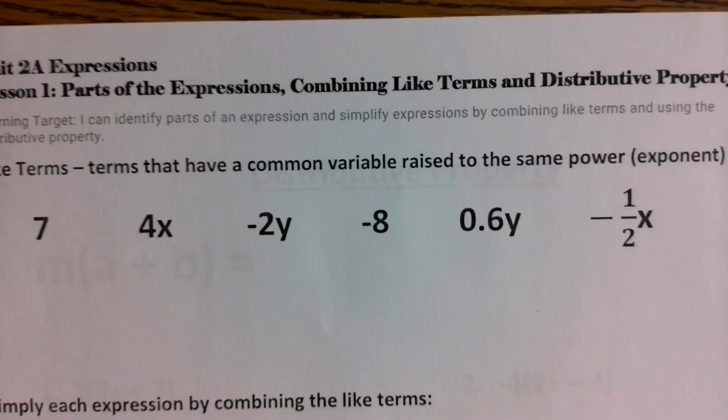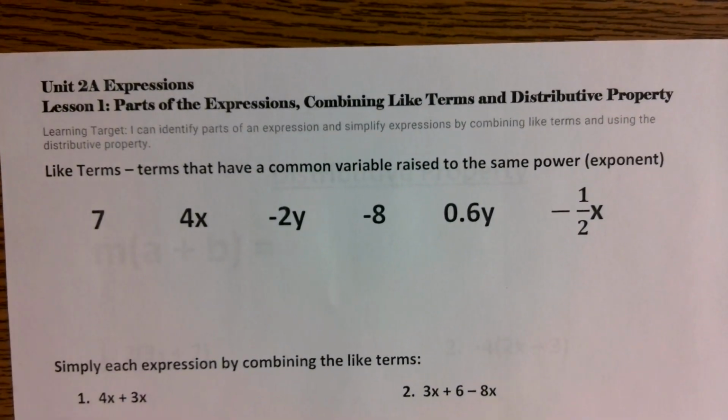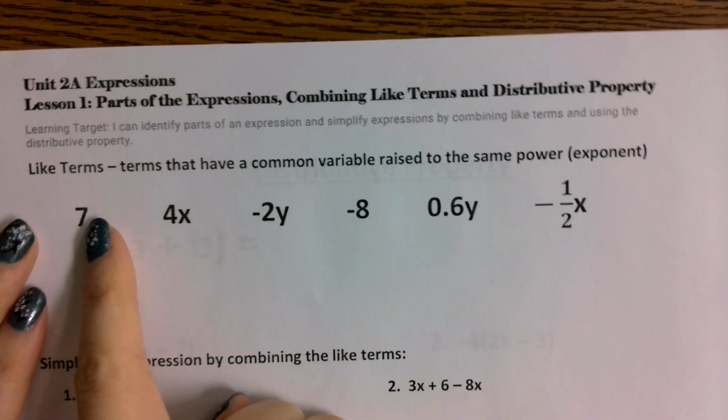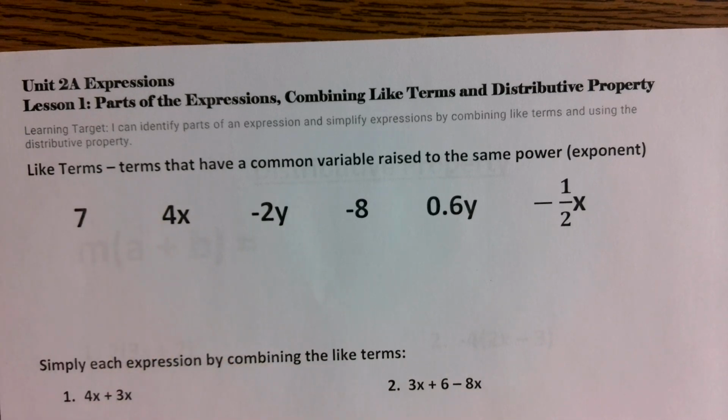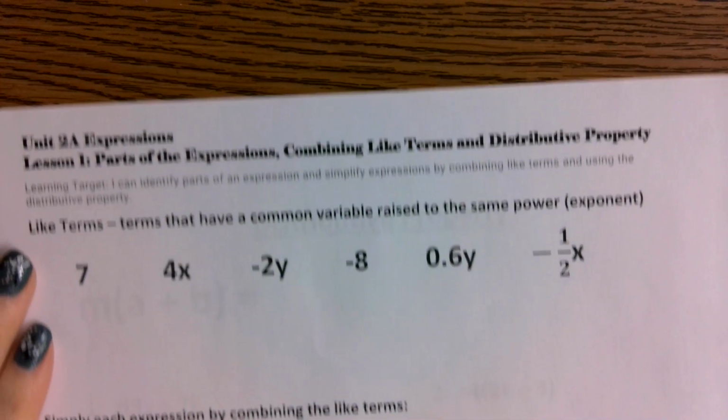So here on the back, what I want you guys to do is identify the like terms. Again, like terms are terms that have a common variable that is raised to the same power, meaning an exponent. So x and x squared are not like terms. Let's write that up here at the top.